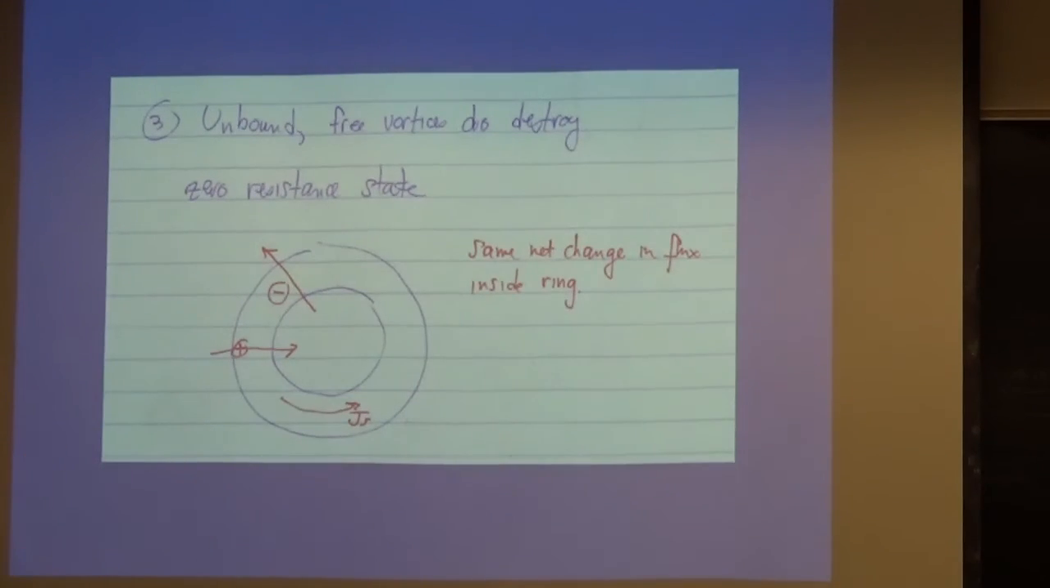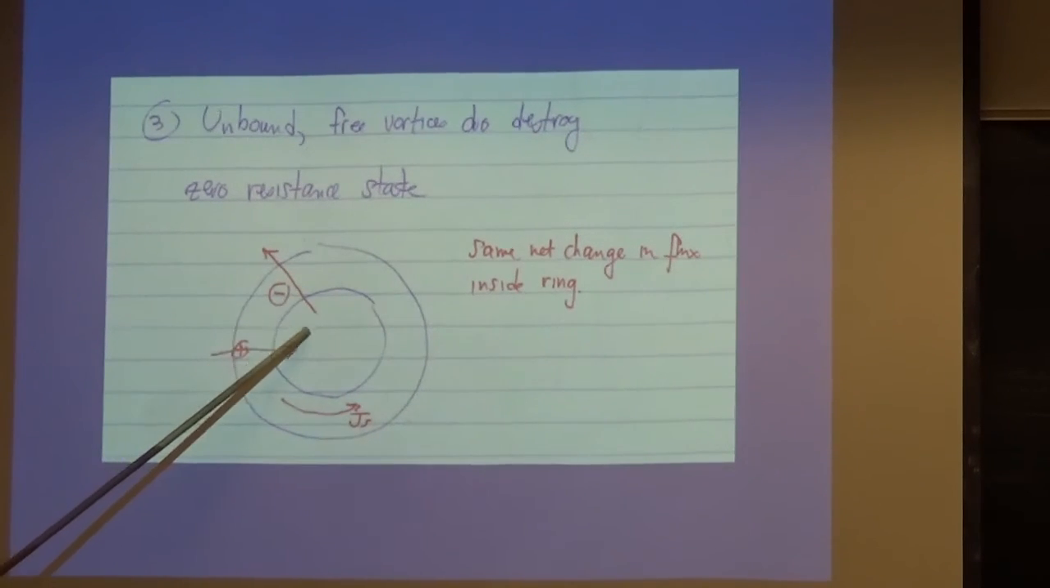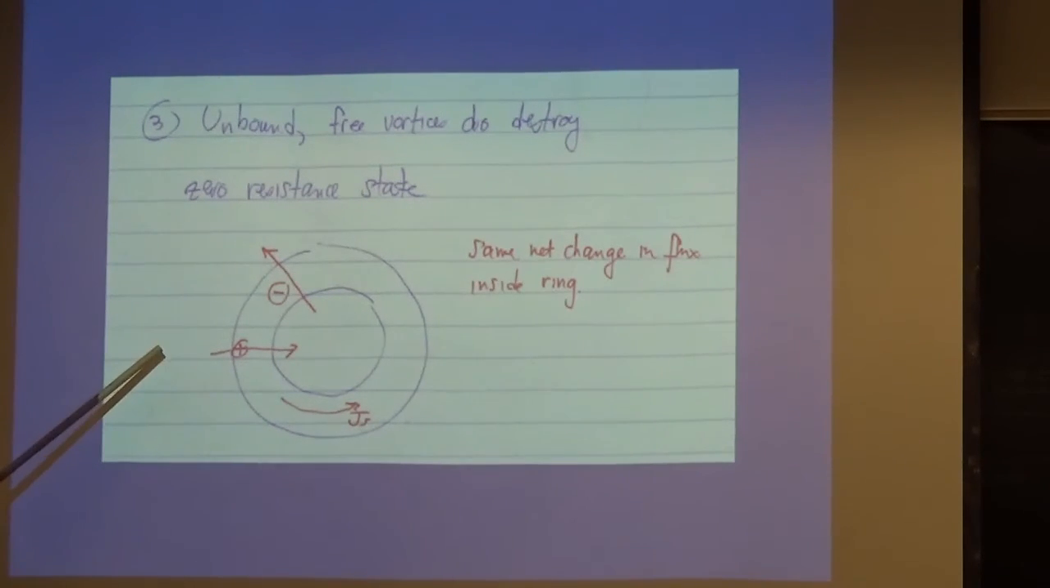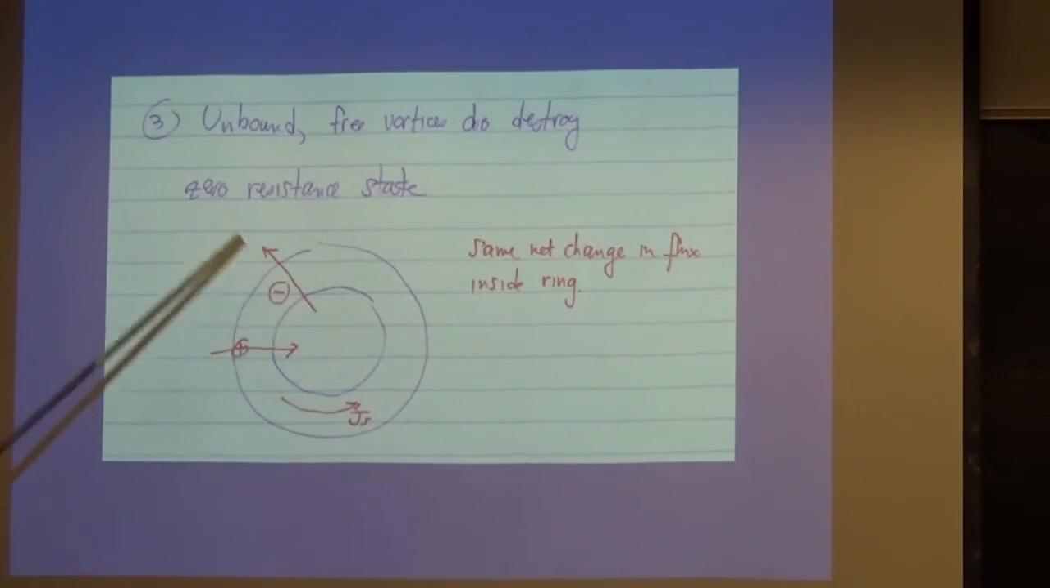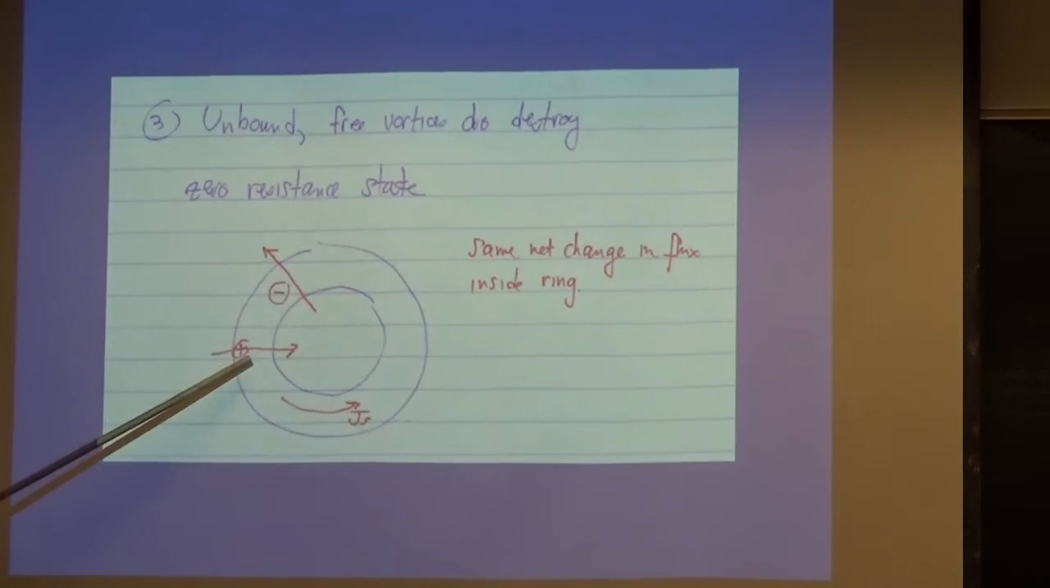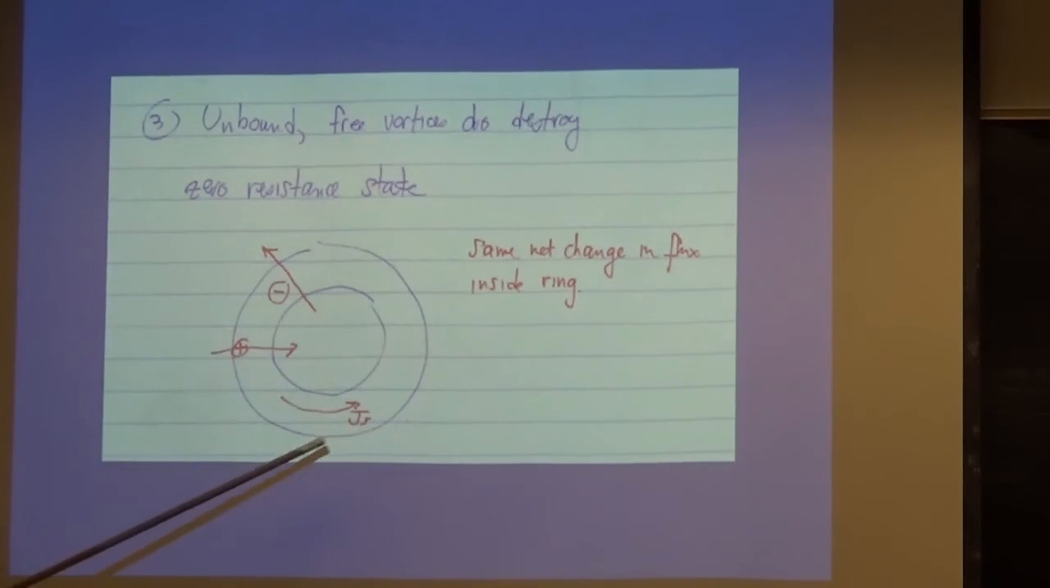However, when I have unbound vortices, then I'm going to destroy the zero resistance state, because if I go back to my physical picture of supercurrent, the vortices and anti-vortices are going to experience the opposite sign of the Magnus force, and each one of them leads to the opposite sign of the change in flux inside my loop. So both contribute equally to the change in flux under the application of a supercurrent. Even though I don't have any applied magnetic field, I have equal amounts of positive and negative vortices, I'm going to get what's known as a vortex plasma, and that's also going to destroy the superconducting state.